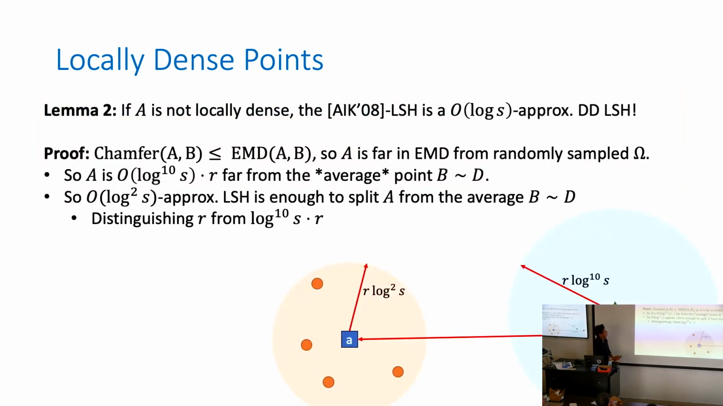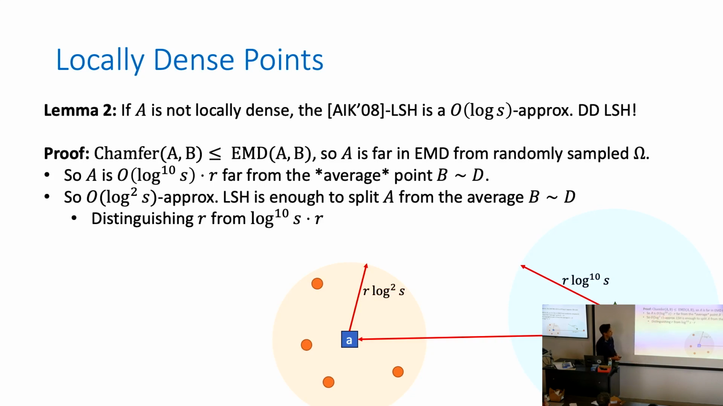What about if we're not locally dense? Then what I want to claim is that this earlier hash function is enough. The picture is that A is not close to a sample, but it's really far from B. The distance you care about is R, and the chamfer distance is less than the earth mover distance. So if the chamfer distance from this thing is far, the earth mover distance from it had better be at least as far. The fact that this is true is very straightforward.